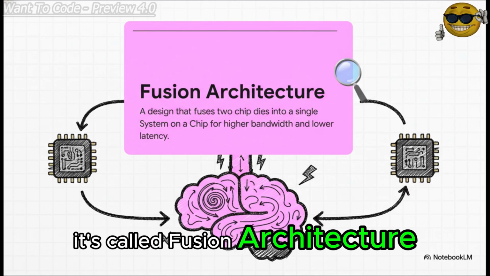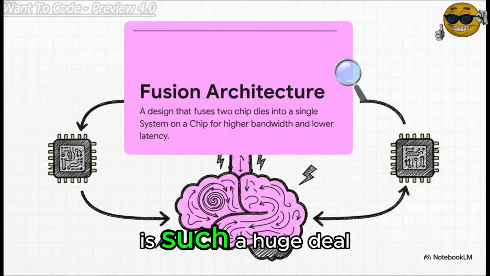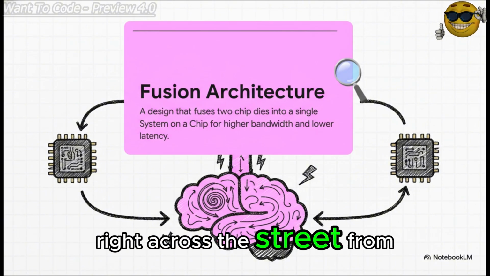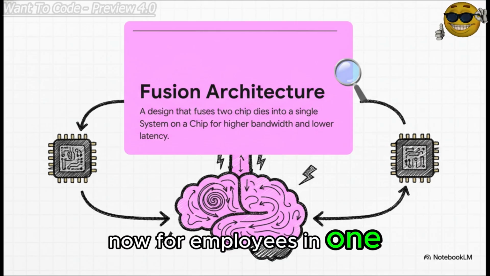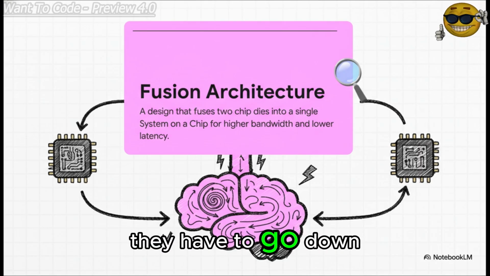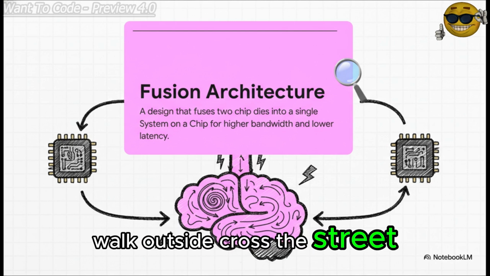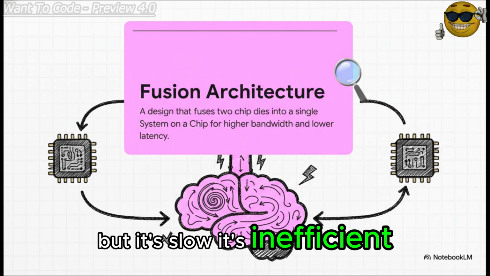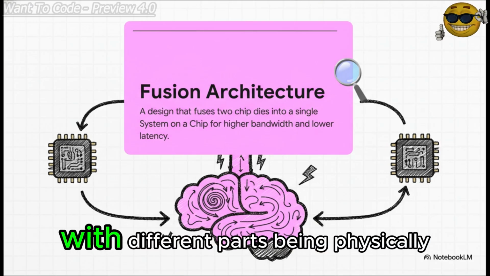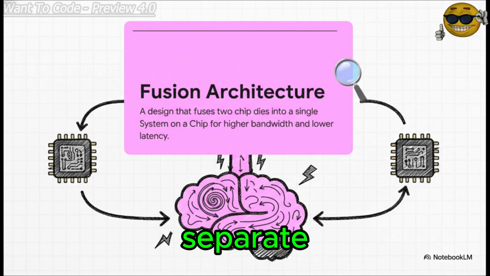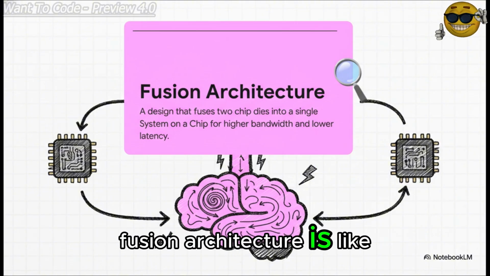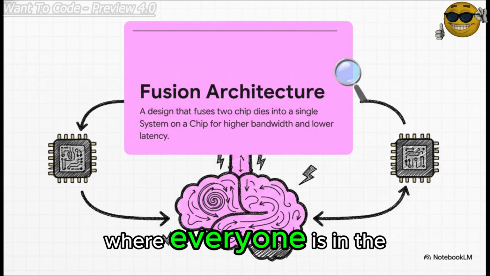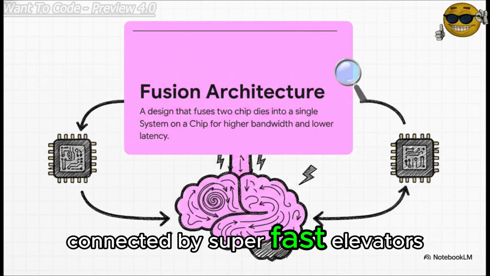It's called Fusion architecture. Now, to get why this is such a huge deal, I want you to imagine a company with two separate office buildings right across the street from each other. For employees in one building to work with employees in the other, they have to go down the elevator, walk outside, cross the street, and go up the elevator in the other building. It works, sure, but it's slow, it's inefficient. That's kind of how older computer chips worked, with different parts being physically separate. What Apple did with this Fusion architecture is like they bulldozed both buildings and built one massive single skyscraper where everyone is in the same building, connected by super fast elevators.